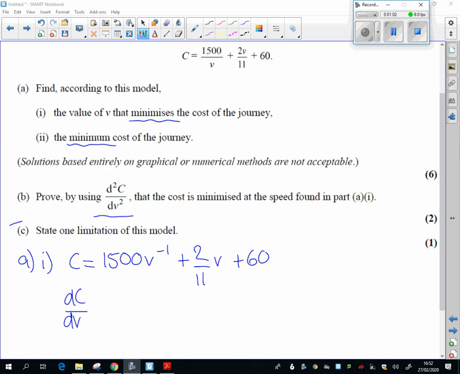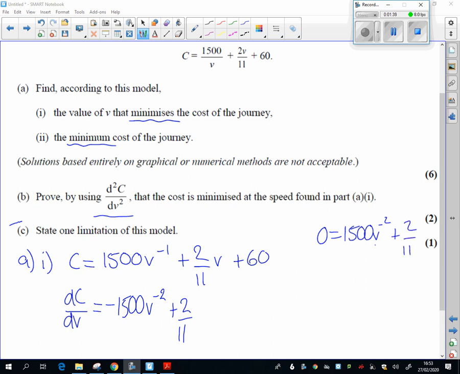Obviously we normally use dy dx, but this function is c in terms of v, so it's going to be dc dv. I'm going to multiply by the power, and reduce the power by 1. For a v term, I'm just going to differentiate that to 2 over 11, and the 60 is going to differentiate to nothing. So that earns you 2 marks for your differentiation. When we're talking about maximizing or minimizing, we're talking about the differential equaling 0.